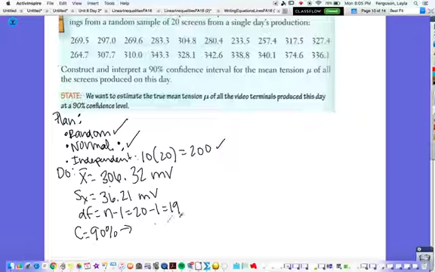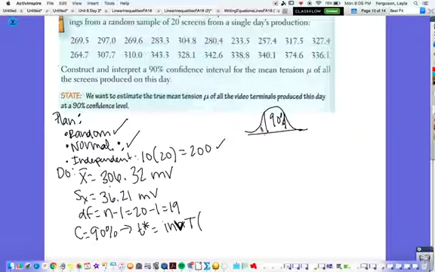And to find out the T-star that goes along with that, we would need to do the inverse T. The area that we would be looking at, keep in mind, 90% is in the middle, which means 10% is not taken care of. So this is another 5%. We're looking at everything to the left of that line right there. So we're looking at an area of 0.95. Our degrees of freedom we already said was 19.